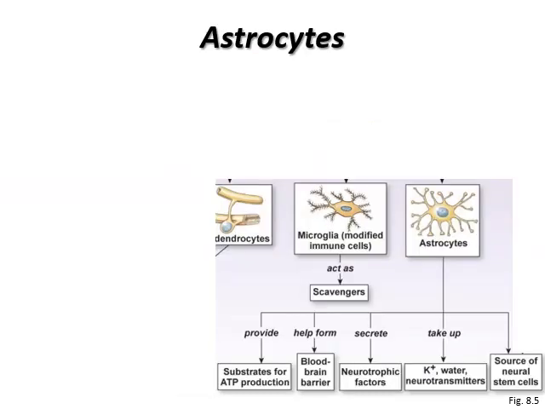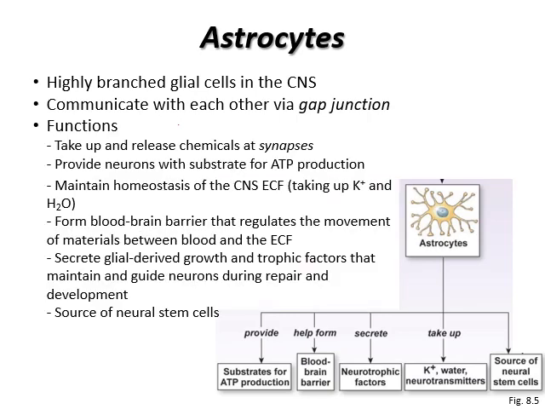We're not going to spend great lengths on the glial cells in the physiology class, but two we're going to be seeing a bit about are the astrocytes. You can see from all their functions here, they can take up and release chemicals in the synapse. They're going to provide the neurons with ATP. Your neurons use up a lot of ATP, so they must have the substrate for that production.